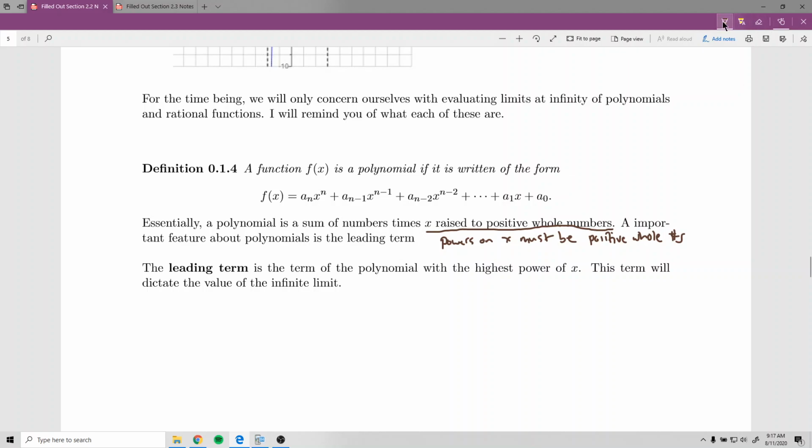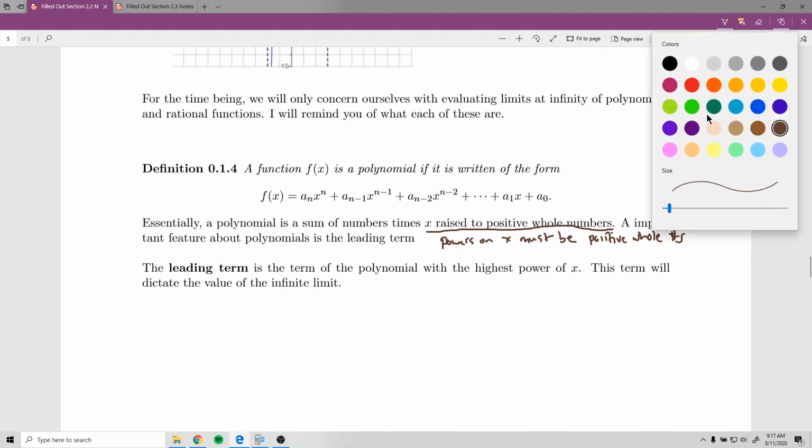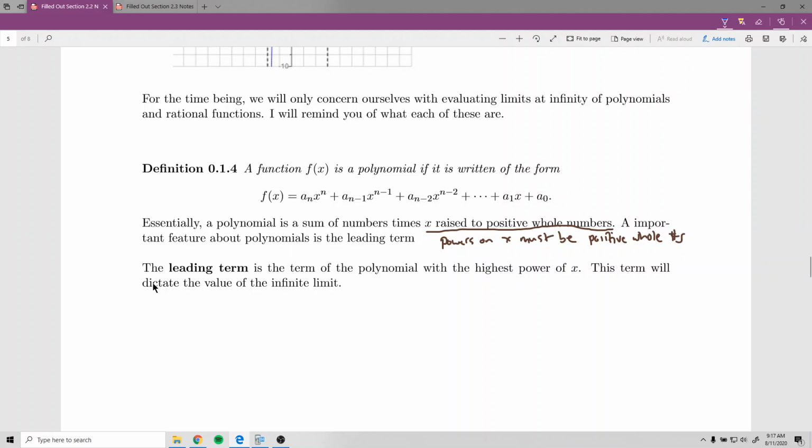The leading term is very important when we deal with limits at infinity. It's really the most and only important thing about the polynomial. The leading term is the term of the polynomial with the highest power of x. And this term will dictate the value of the infinite limit. So wherever you see the highest power of x in a polynomial, that's what you're going to use to figure out the limit.